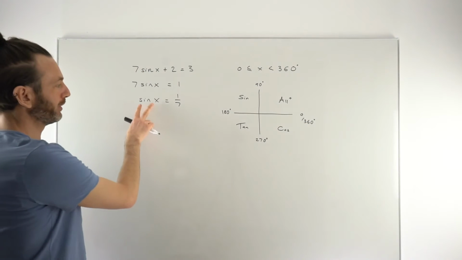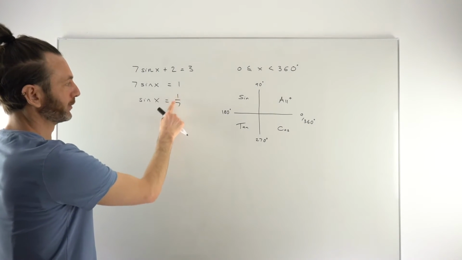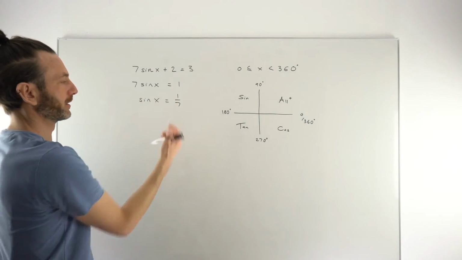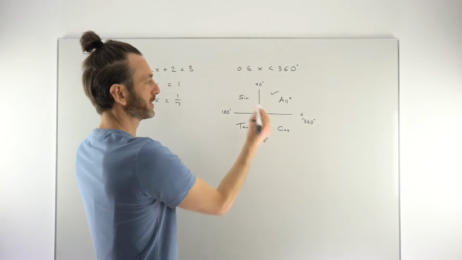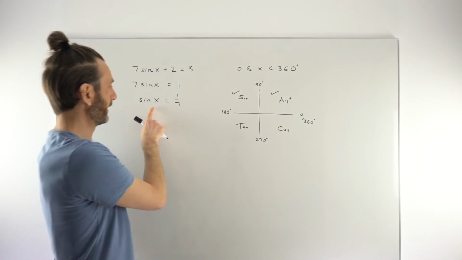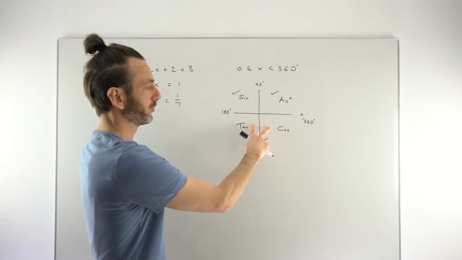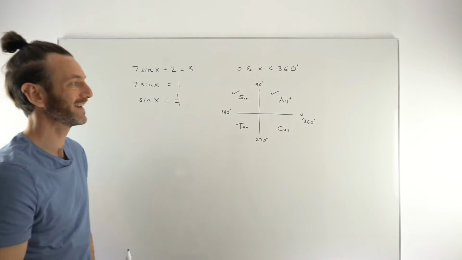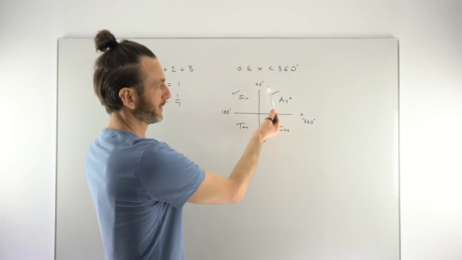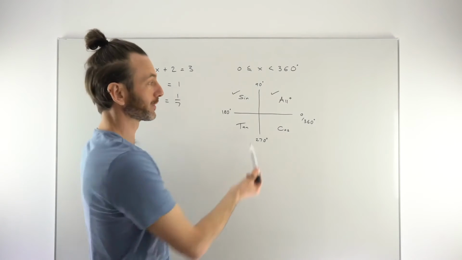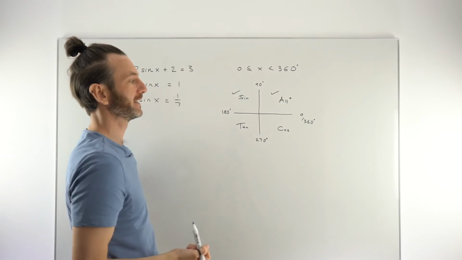So how does it work? Well, we've got sine and we've got a positive value. It doesn't matter what the value is, just the fact that it's positive. With sine positive, you'll be checking the A quadrant and the sine quadrant. If it was sine negative, you'd be checking the other two, and that's just the way it works. So what does that tell us? Well, it tells us when we solve our equation, we should have a solution between 0 and 90 degrees, and we should have a solution between 90 and 180 degrees.